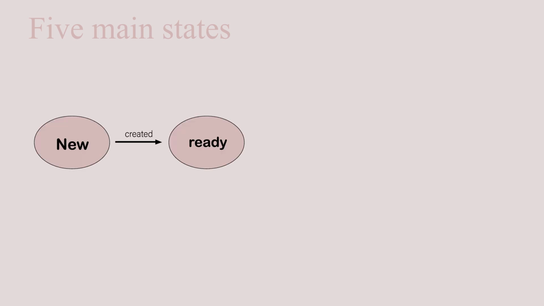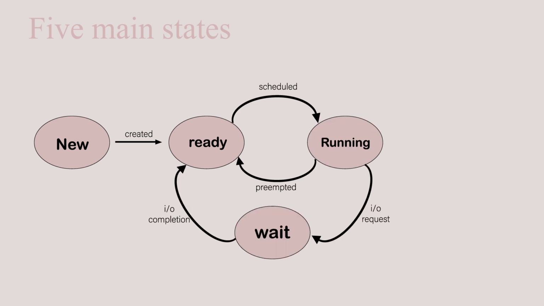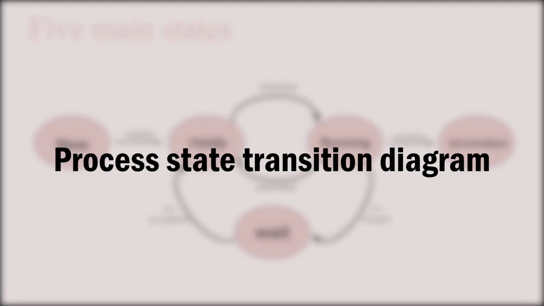There are 5 main states in the process life cycle. First is new. Next is ready. Next is running. Then wait. And last, termination. This is called the process state transition diagram.